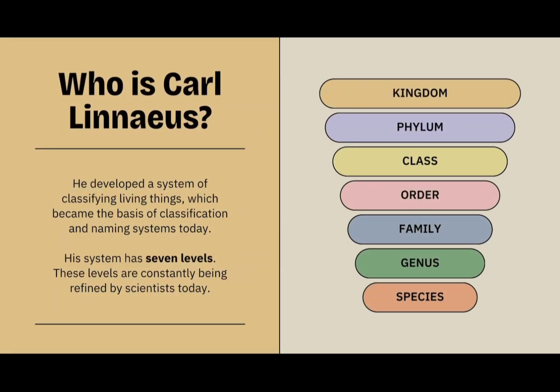Who is Carl Linnaeus? He developed a system of classifying living things which became the basis of classification and naming systems today. His system has 7 levels. These levels are constantly being refined by scientists today. The 7 levels include kingdom, phylum, class, order, family, genus, and species.